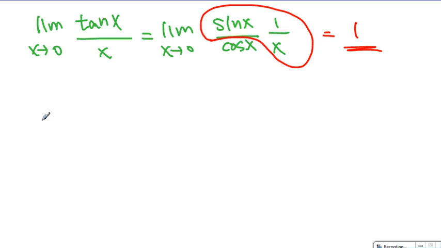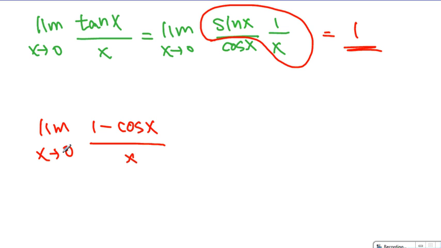Now, how about the next question? The limit of 1 minus cosine x over x as x approaches 0. Once again, this is actually a very popular expression, which will be helpful for us to remember: the limit of 1 minus cosine of x over x as x approaches 0 is a certain particular value. Now, in order for us to see this one, we cannot factor. As you can see, there's nothing much to factor.